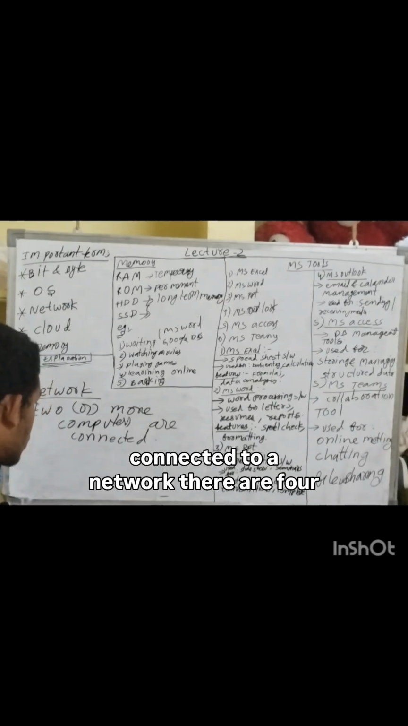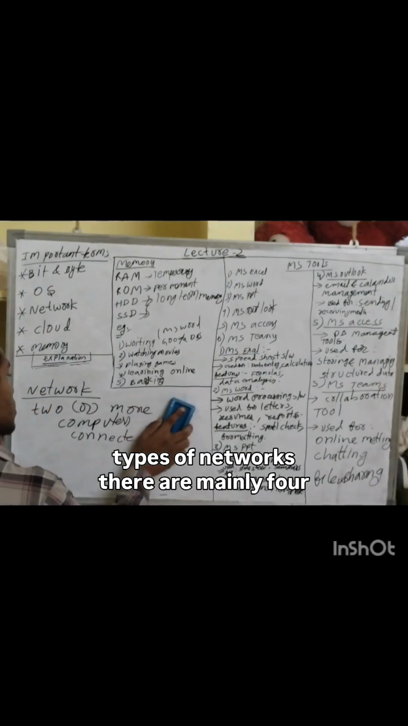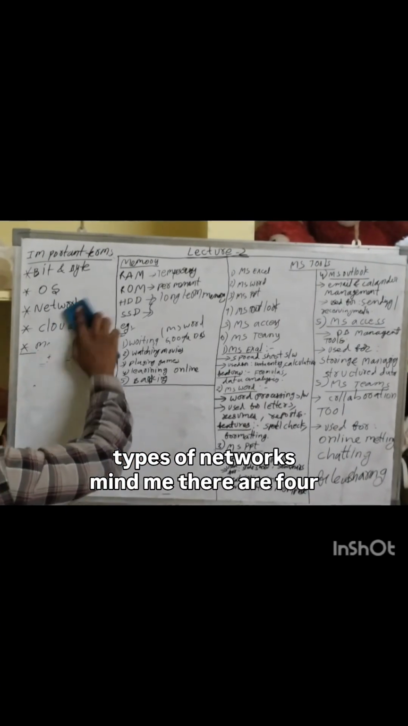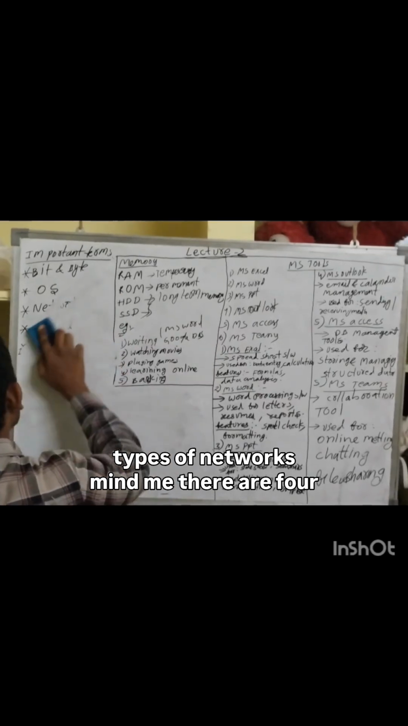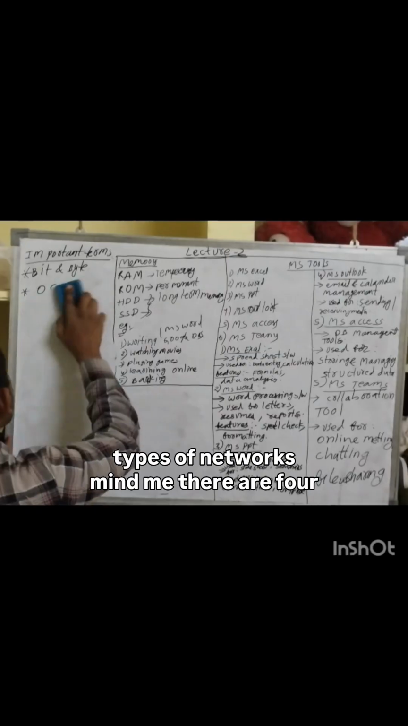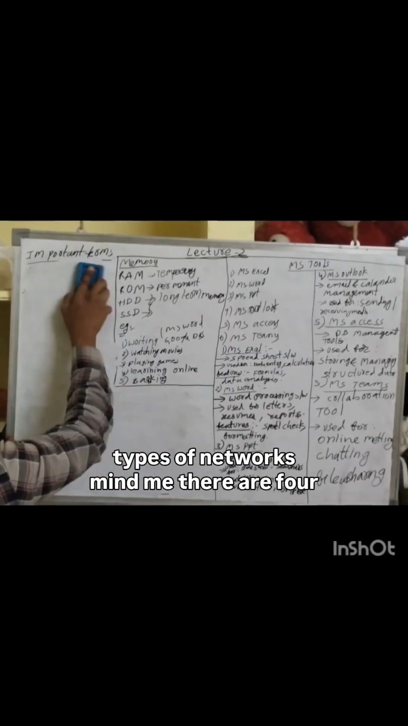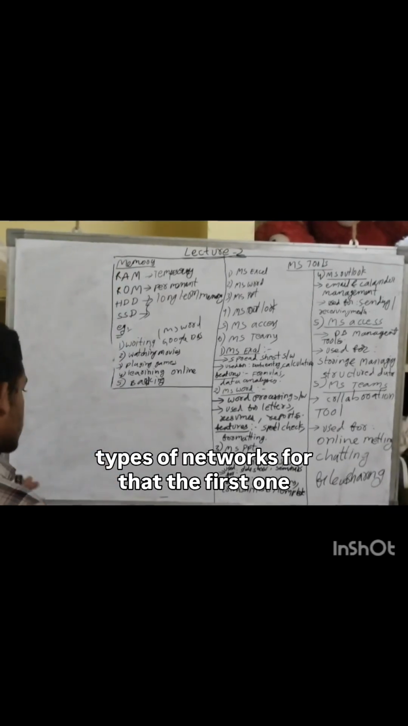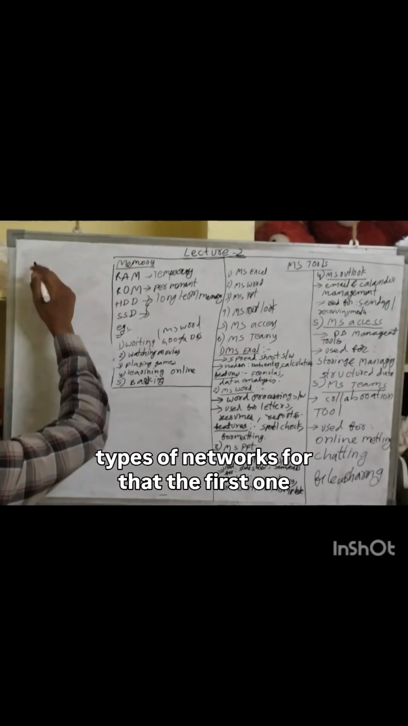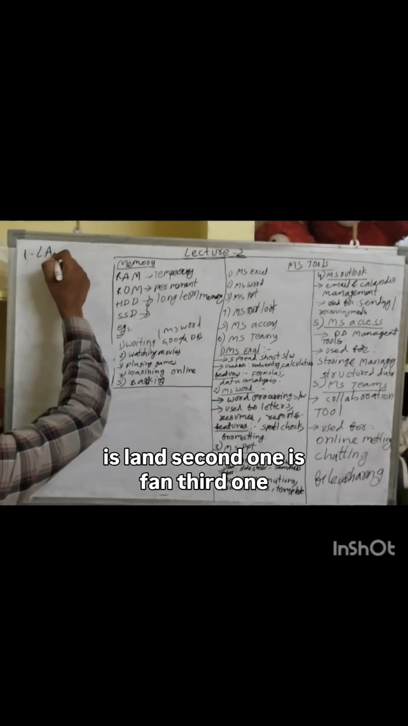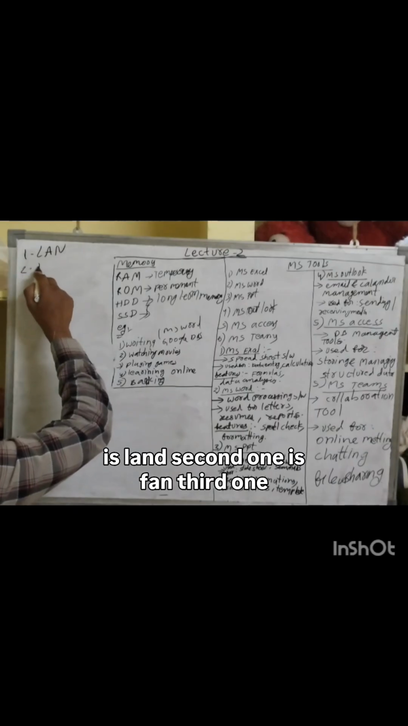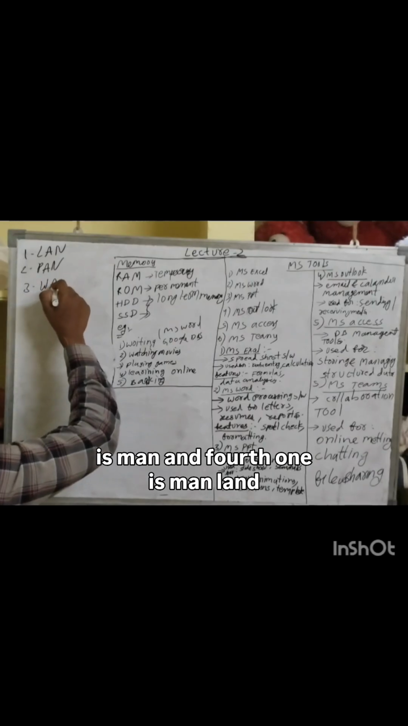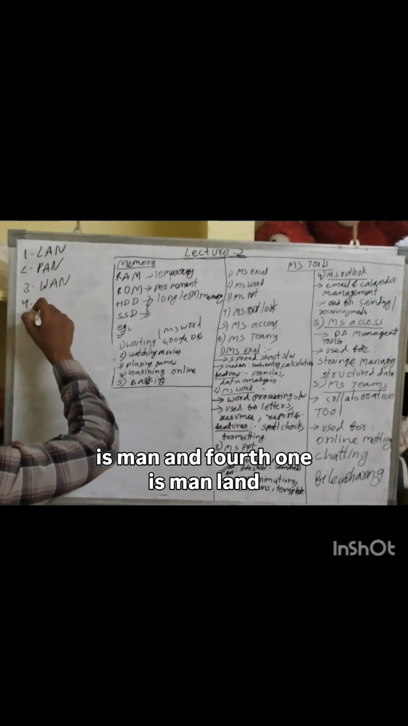There are mainly four types of networks. The first one is LAN, the second one is PAN, the third one is WAN, and the fourth one is MAN.